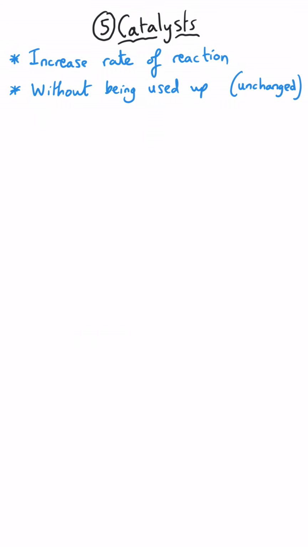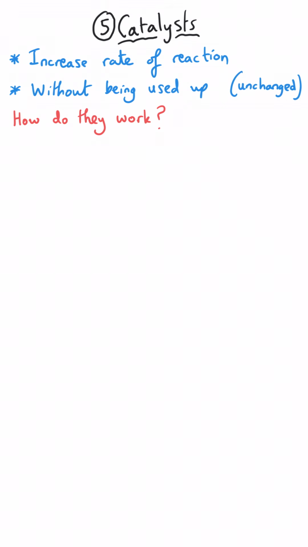There are 2 things that we need to know about catalysts: what they are and how they work. First of all, catalysts are defined as being something that speeds up the rate of a chemical reaction and is not changed by the process, or it's not used up by the process.